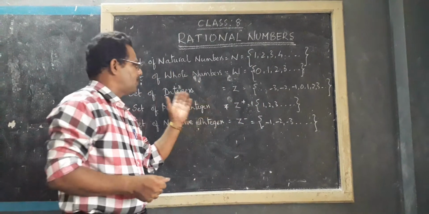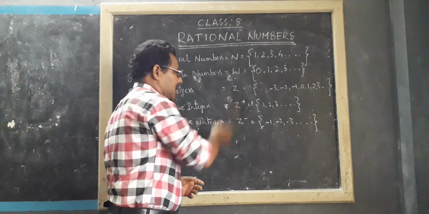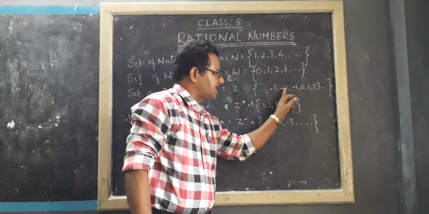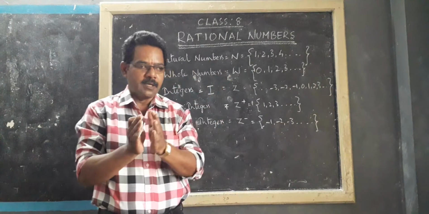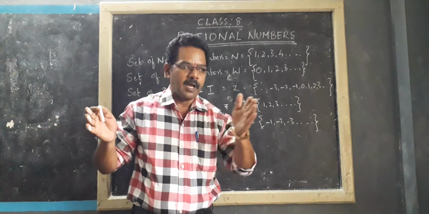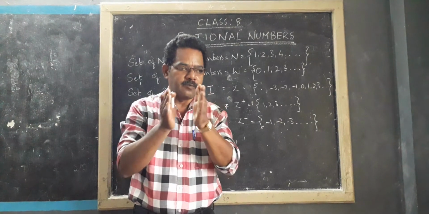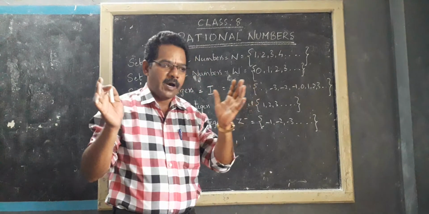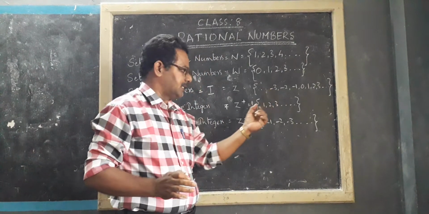The third set of numbers is integers. The set of integers is denoted with Z or I. This is equal to ..., minus 3, minus 2, minus 1, 0, 1, 2, 3 and so on. That means on a number line, the right hand side has all positive numbers, and the left hand side has all negative numbers. In between these positive and negative numbers, we have 0. 0 is neither positive nor negative. So the group of all these positive numbers, negative numbers and 0 is called the set of integers.